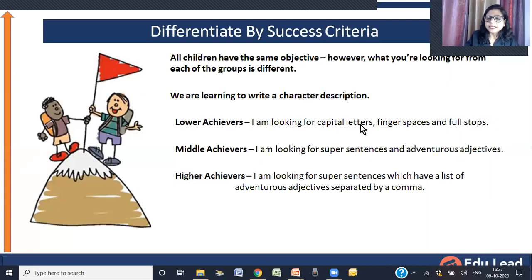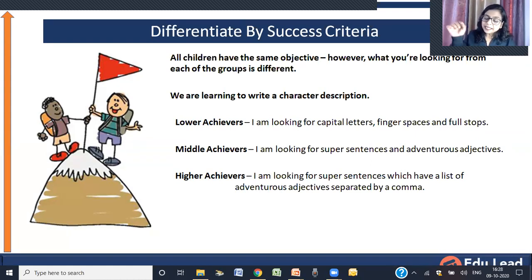We are learning to write a character description. Lower achievers, I am looking for capital letters, finger spaces, and full stops. Right now, with the low achievers, you are trying to achieve the basic form of writing. That they're writing the capital letters at the right place, they're having finger spaces between the two words, and there are full stops which are put nicely. Middle achievers, I'm looking for super sentences and adventurous adjectives. High achievers, I'm looking for super sentences which have a list of adventurous adjectives separated by a comma.